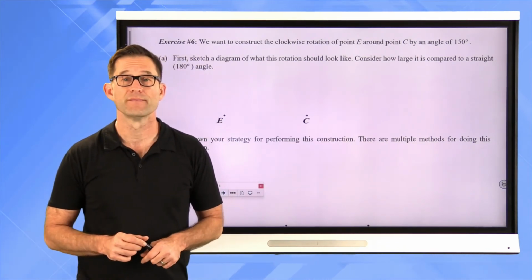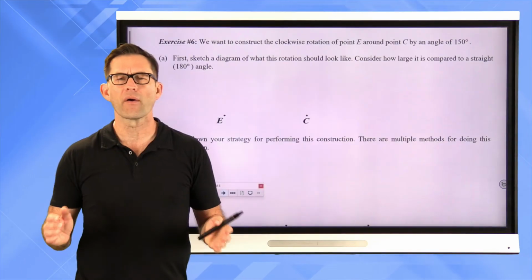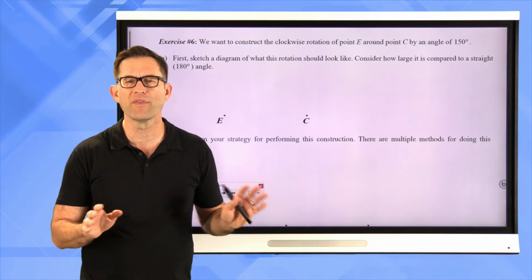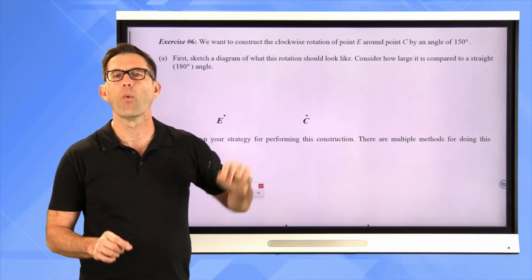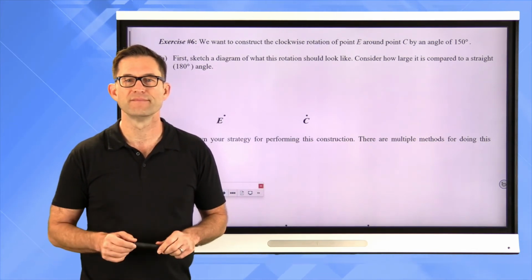Exercise number 6. We want to construct the clockwise rotation of point E around point C by an angle of 150 degrees. Letter A. First, sketch a diagram of what this rotation should look like. Consider how large it is compared to a straight 180-degree angle. All right, so I'd like you to pause the video now, and I want you to think about what this looks like. I would even sketch out where the image point of E should lie. Pause the video now.